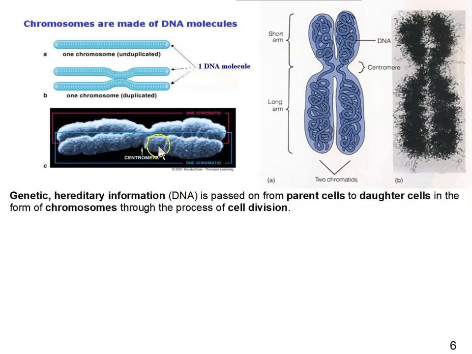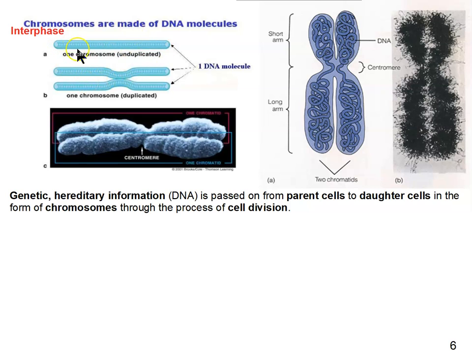So these diagrams are all showing photographs, because these are micrographs. This is a transmission electron micrograph. This is a scanning electron micrograph of chromosomes. So they're all representing chromosomes, but we're going to start with this diagram. And first thing we're going to do is relate this diagram to the cell cycle.